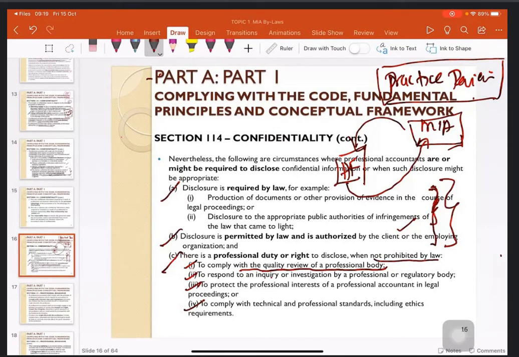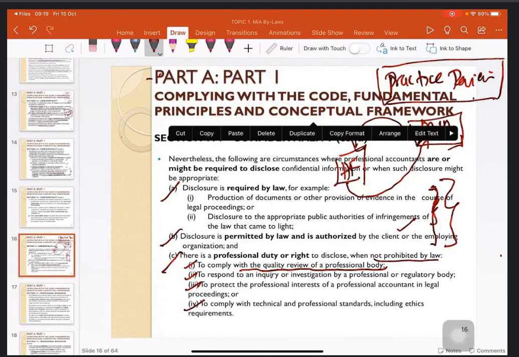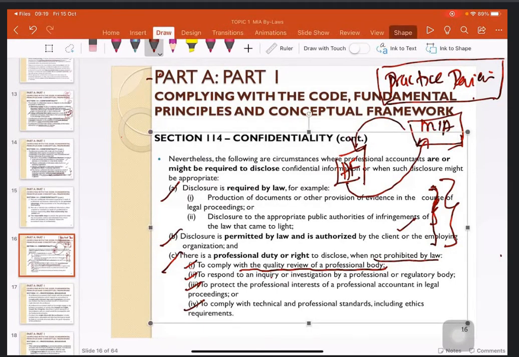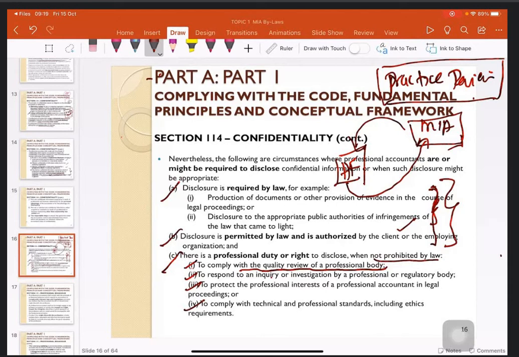Okay, practice review. So another one, okay, kita skip yang ni dulu. Another one adalah kita ada another review, kita panggil sebagai peer review. I just terus explain ya, apa maksud peer review ya. So, kadang-kadang soalan dia keluar, dia suruh you explain the difference between practice review and peer review. Okay, peer review kita buat within the audit firm.